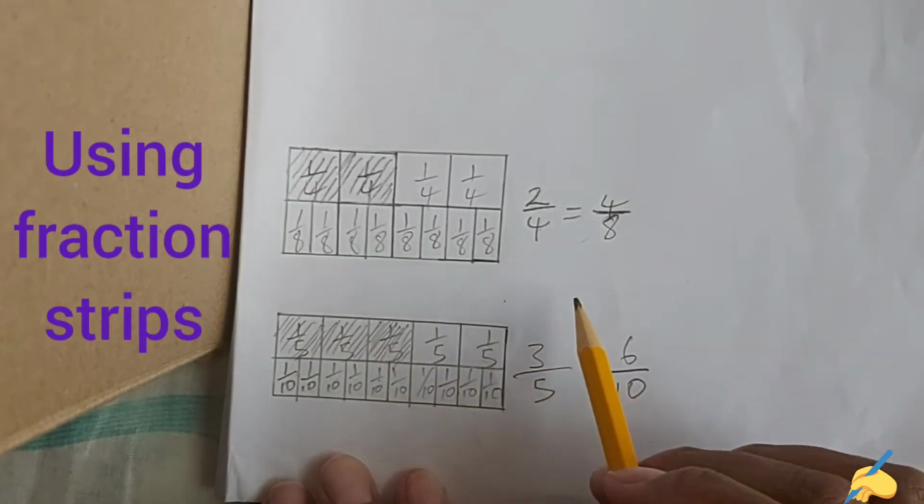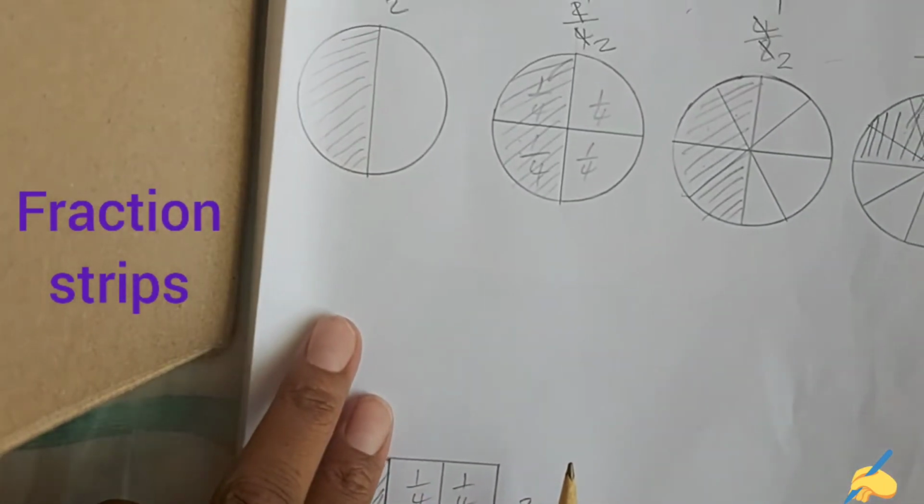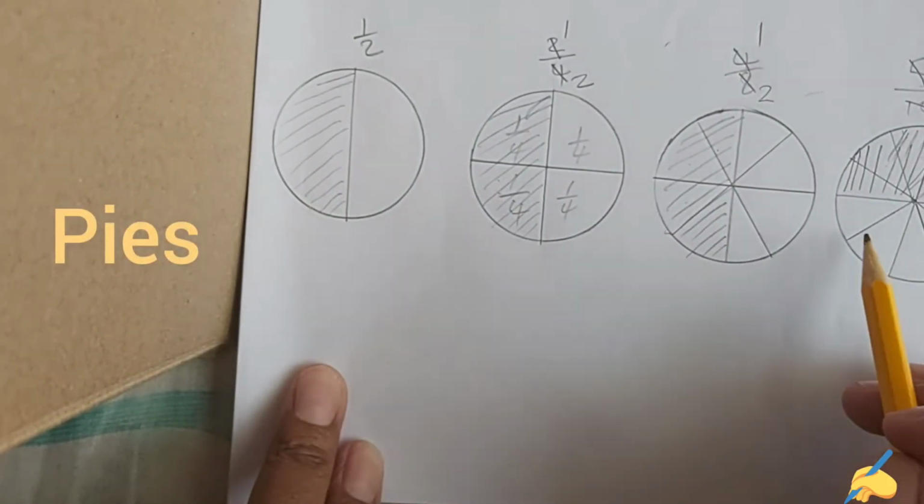So in order to find equivalent fractions, you could either use fraction strips or you could use pies like these.